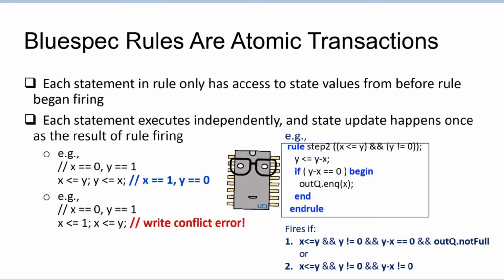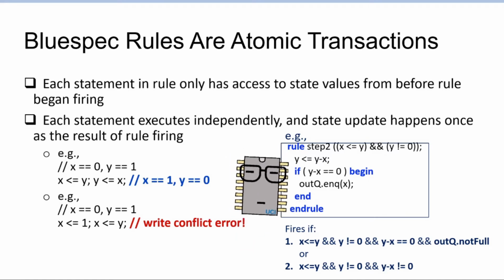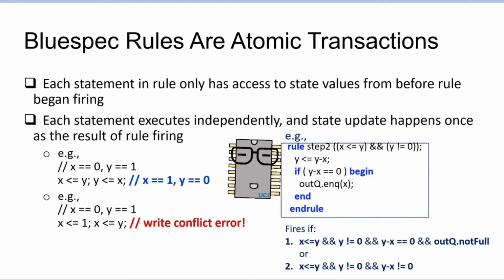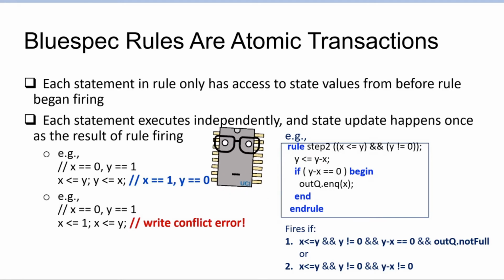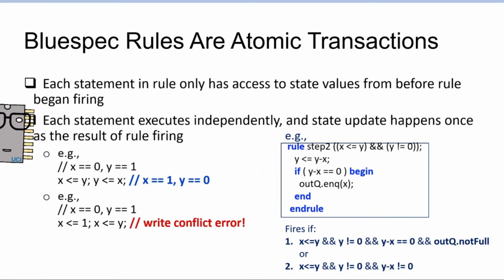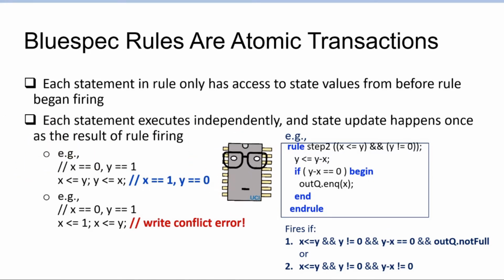So for each line of a rule in BlueSpec, you can think of it as a separate parallel operation. Each statement executes independently, and state updates happen all at once as the result of the rule firing finishing. So what does that mean?